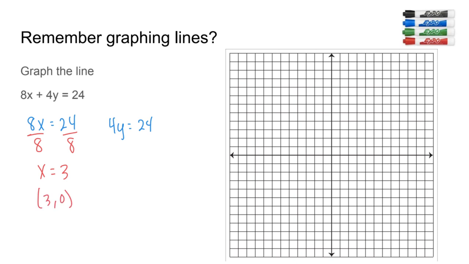And we're going to do the same thing for the other equation. So 4y equals 24. To undo the multiply by 4, we're going to divide by 4. 24 divided by 4 is 6. So y equals 6. So my y-intercept is going to be 0, 6. So then we can graph those 2 points. So 3, 0, and 0, 6.